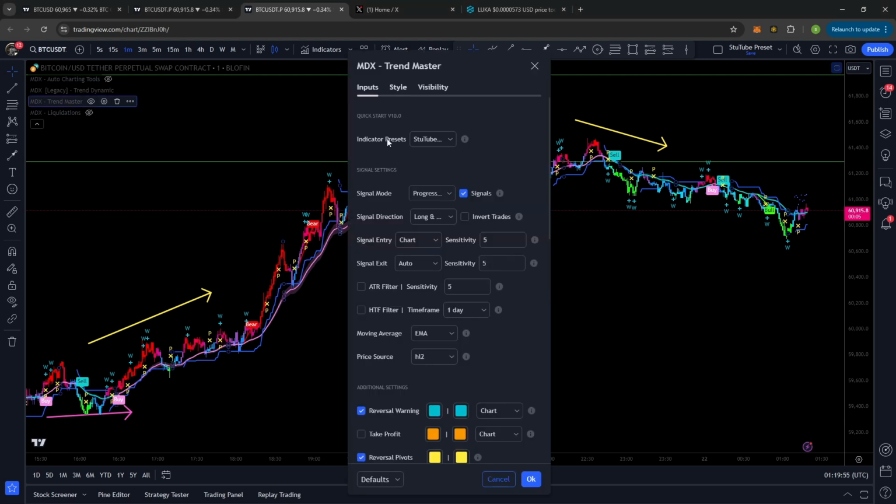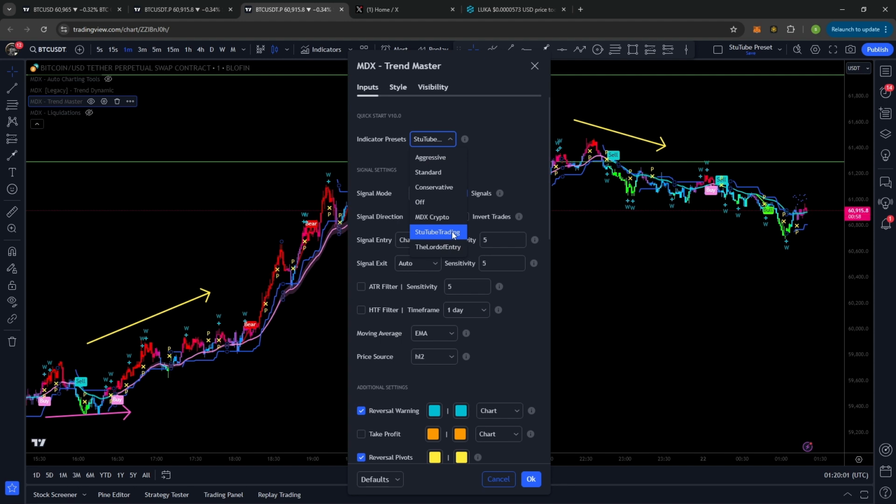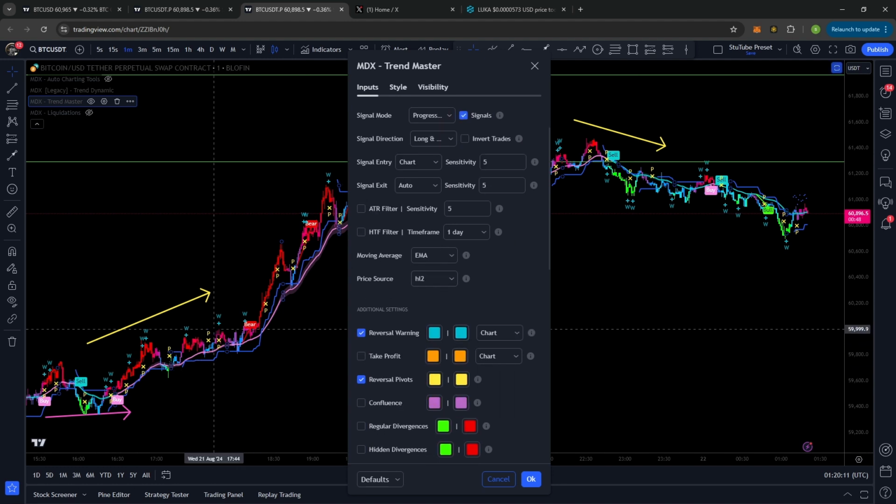And just to go through my settings very quickly, I actually have my own preset settings here. So just kind of the scalping settings that I use personally. So you do have access to that to make yours look just like mine. Basically, the only signals I use are the buy and sell signals, as well as these blue W's are reversal warnings, and as well these yellow P's are reversal pivots.